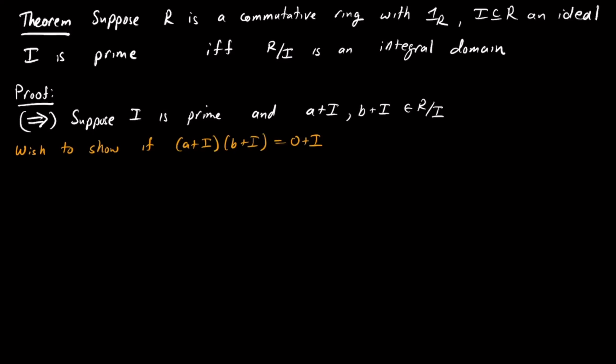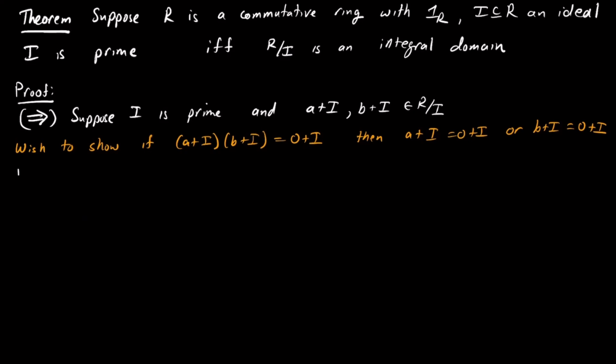Okay, so let's write that down. I'll write it in orange. I'll say we wish to show that if (a + I)(b + I) is equal to 0 + I, then either a + I is equal to 0 + I or b + I is equal to 0 + I, right? Remember, zero divisors are elements that are non-zero and multiply to 0, and we want to show that those don't exist. So we want to show that if two things multiply to 0, then one of them is 0.